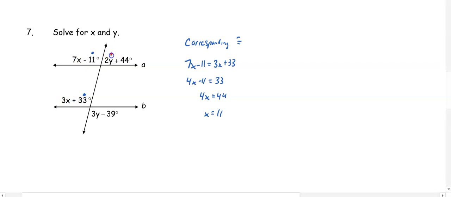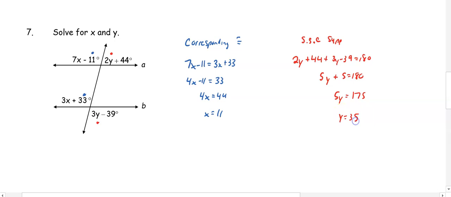When we look at these two angles, they are same side exterior, which means that they have to be supplementary. So we have 2y plus 44 plus 3y minus 39 is equal to 180. So as we combine like terms, we get 5y plus 5 equals 180. We can subtract 5 from both sides. 5y equals 175. So when we divide by 5, y is 35.